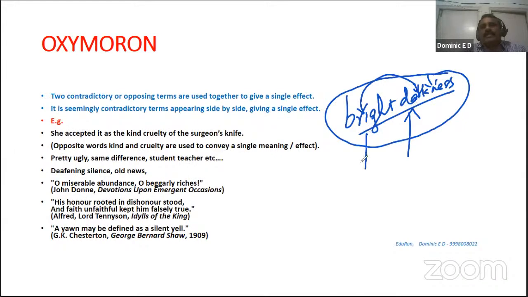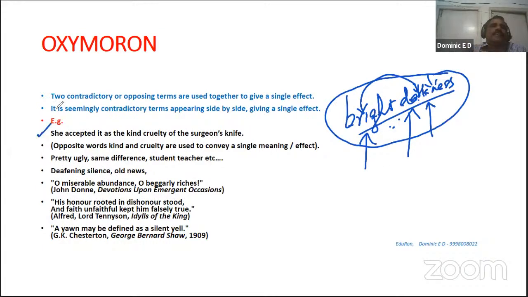But brightness is the opposite of darkness. So two opposite words are used together with a single effect. This type of usage is oxymoron. That's why contradictory or opposite terms used side by side to give a single effect. That is oxymoron.